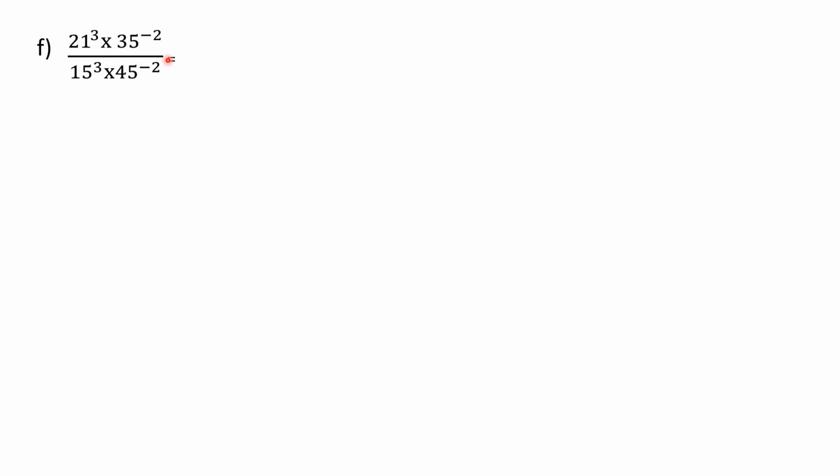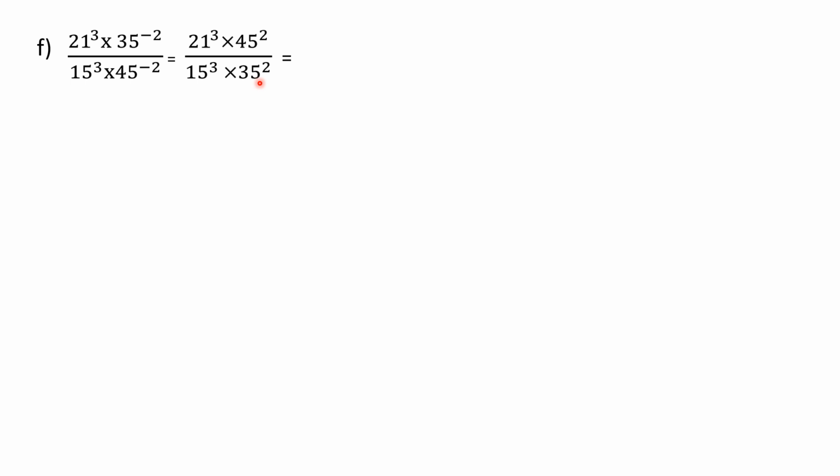How? By exchanging the numbers. If the negative exponent is in the numerator, put it in the denominator. Similarly, if this one is in the denominator, put it in the numerator. Okay, like this. So 21 cubed, this one will be up. 45 squared, positive exponent, and 15 cubed, keep it in its place because it has a positive exponent, while 35 to the power 2 will go down to the denominator to be positive.